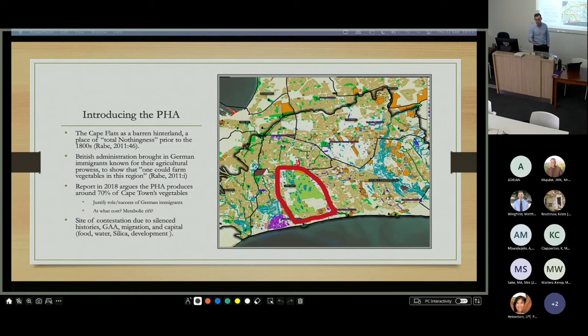So obviously I've spoken about the Cape Flats aquifer, a very important water resource, but also food, 70% of Cape Town's vegetables again. Silica, there are extremely rich deposits of silica. What does silica do? Makes glass. We need glass. So also a very valuable space. And then there's a lot of development happening in the PHA. It's a site where there is nothingness again, so one can develop the area, right? So these are raising a lot of questions that one would need to ask, and I had to ask and address in my research.